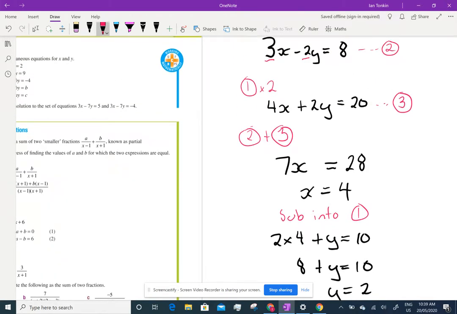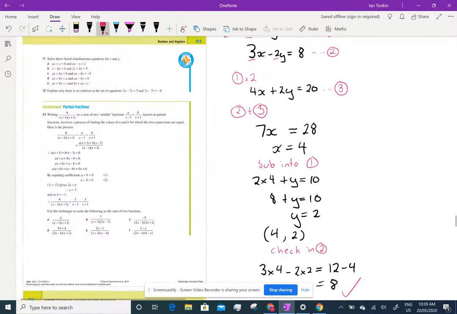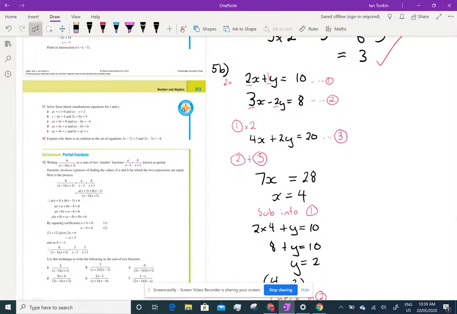So I've got 3x minus 2y equals 8. So 3 times 4 minus 2 times 2, what does that equal? 12 minus 4, that equals 8. That is the value we wanted. We know it works, hence our answer is correct. So that's 5b.